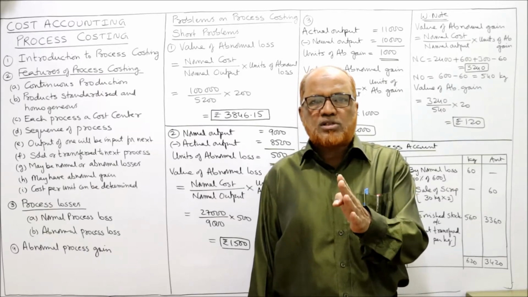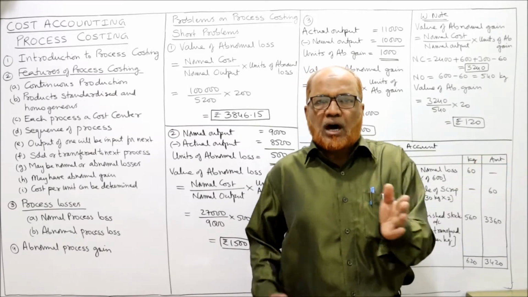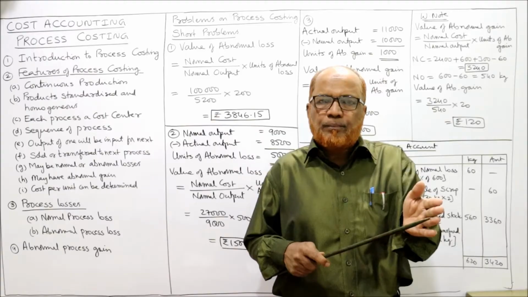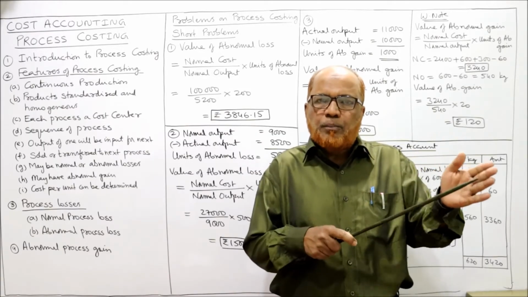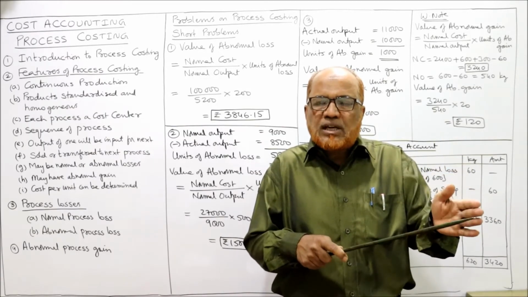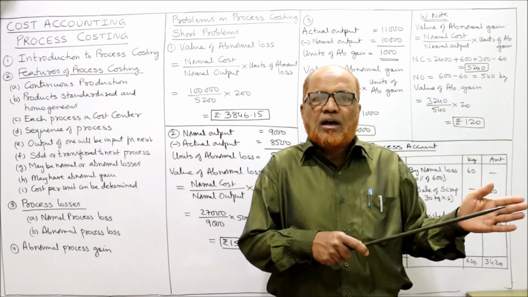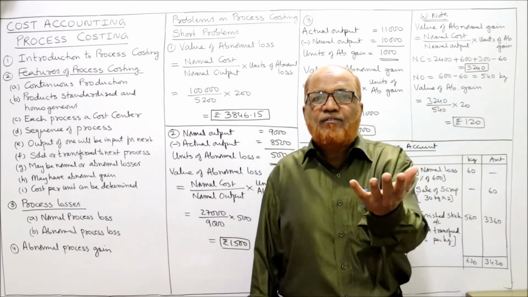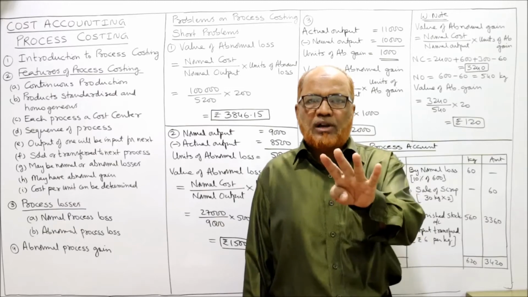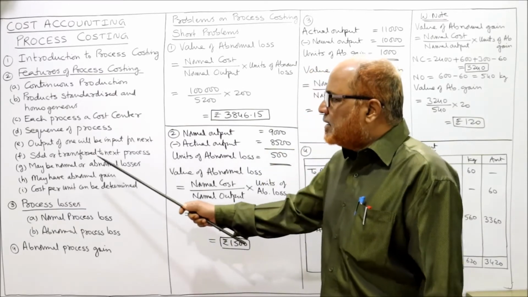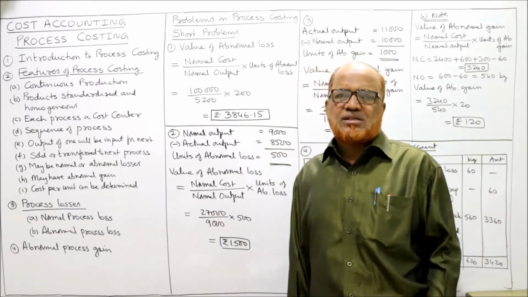For example, 4 processes are there, A, B, C, D. The output of A will become input of B. The output of B will become input of C. The output of C will become input for D. And the output for D is the finished product because only 4 departments here. Then sold or transferred to next process.